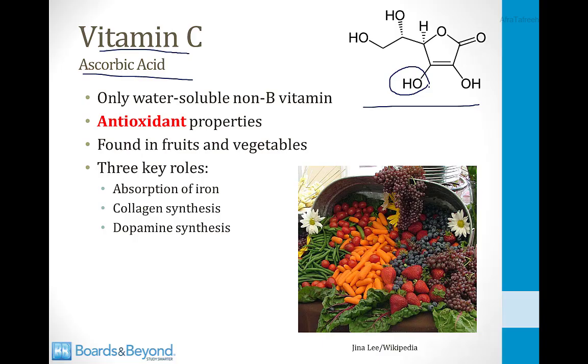Just like we discussed before for beta carotene, vitamin C has antioxidant properties. It can protect against free radical damage, and there's some evidence that it may reduce risk of cancer or other diseases, although this has never been definitively shown in clinical trials. You can find vitamin C in fruits and vegetables, and it has three key roles in metabolism that we'll discuss. The first one is absorption of iron, the second one is collagen synthesis, and the third one is dopamine synthesis.